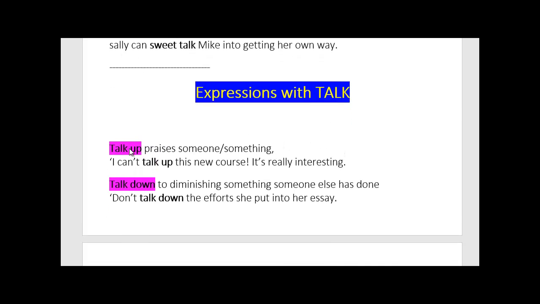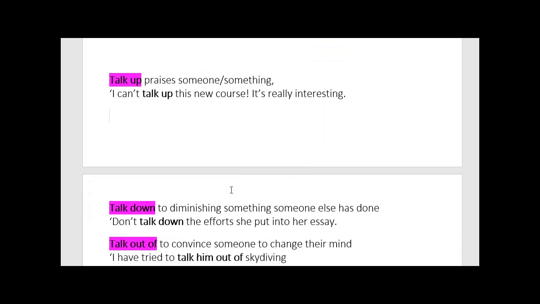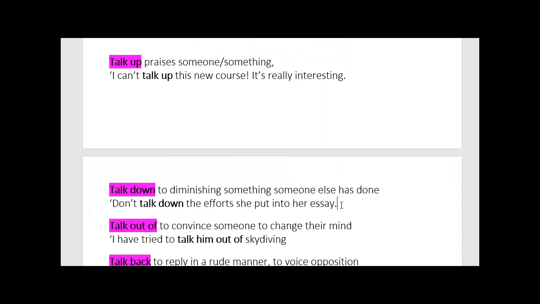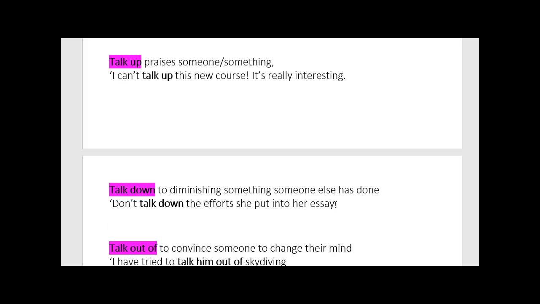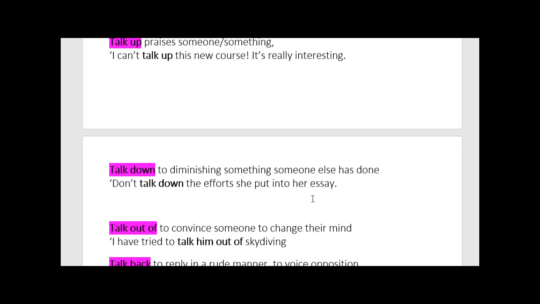Some expressions we use with talk. Talk up, which is to praise someone about something. I can't talk up his new course enough, it's really interesting. Like you're talking up something. Also, talk down is to diminish something someone else has done. So you talk up or talk down.